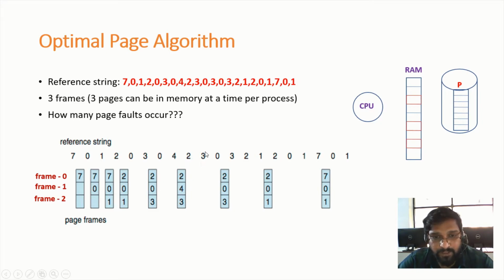Next, CPU is requesting for page number 3, and page number 3 is present inside the RAM. Yes, page number 3 is present inside the RAM. We are going to call it as a page hit. Next, CPU is requesting for page number 0, and is page number 0 present inside the RAM? No, since page number 0 is not present inside the RAM, we are going to call it as a page fault, and this page number 0 we need to move from hard disk to RAM, right?